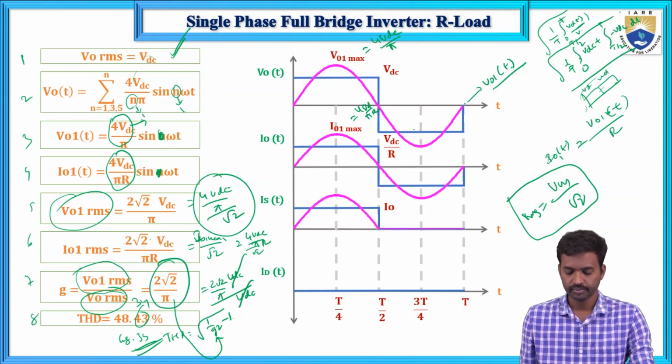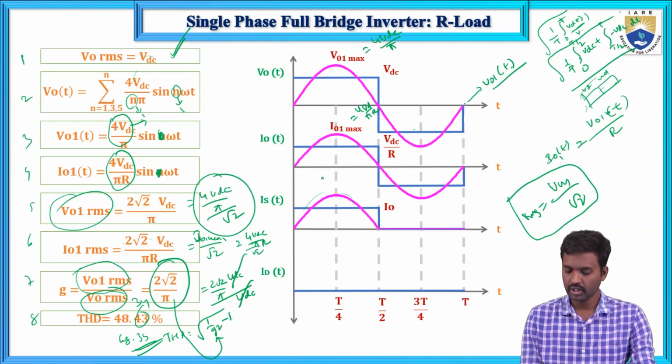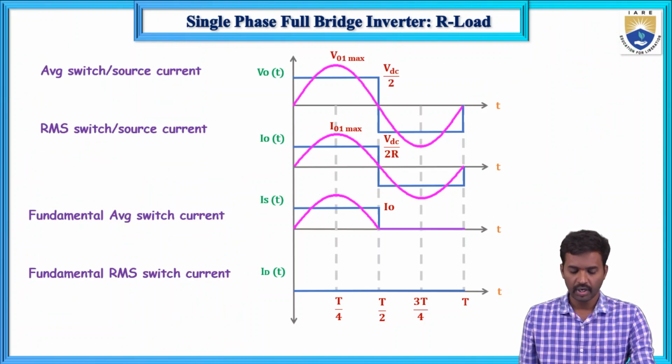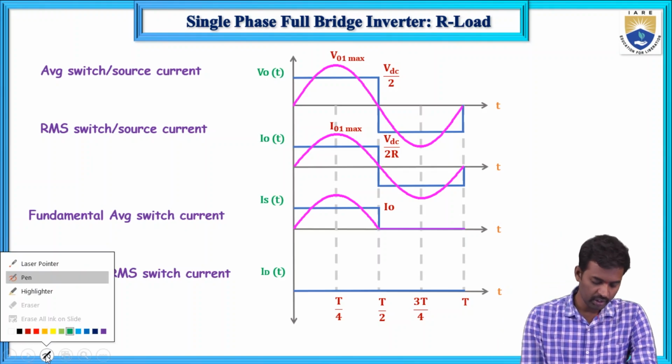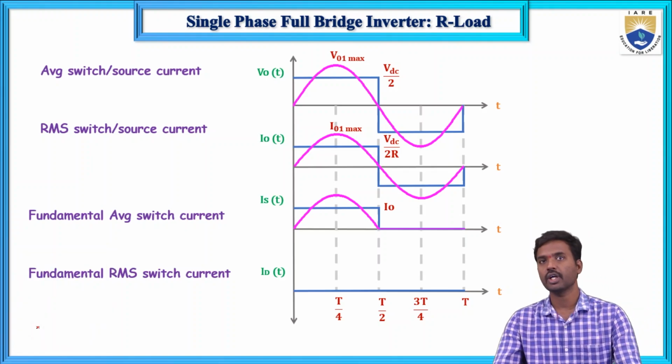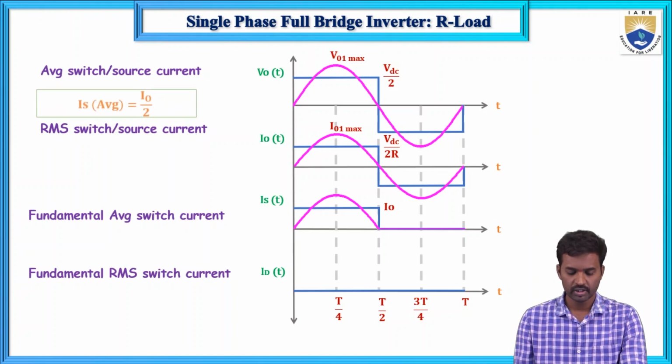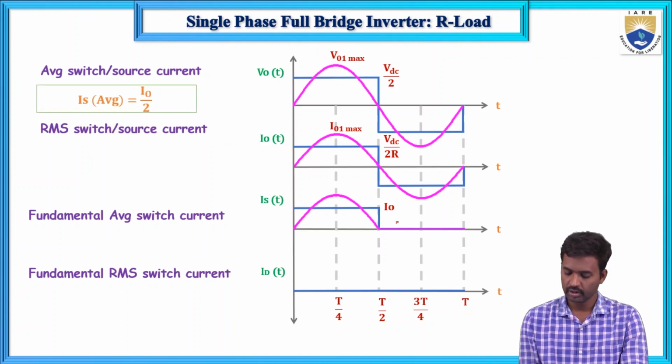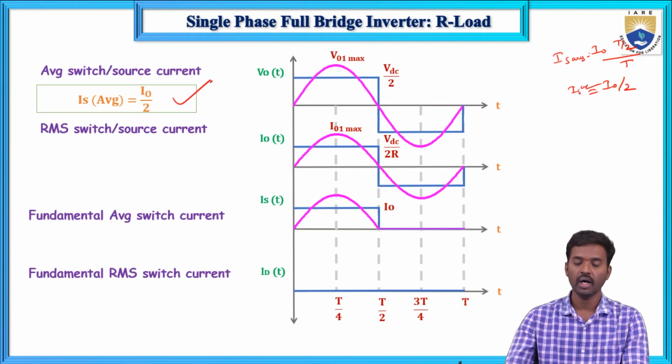And next, switch current. This is the switch current, and this current is also the same. Now, average switch current. This is the switch current, and the total time period is T, this is I naught. So IS average equals I naught into the total conduction time, which is only up to T by 2, divided by the total time period. So that equals I naught by 2 only, this is the IS average value.